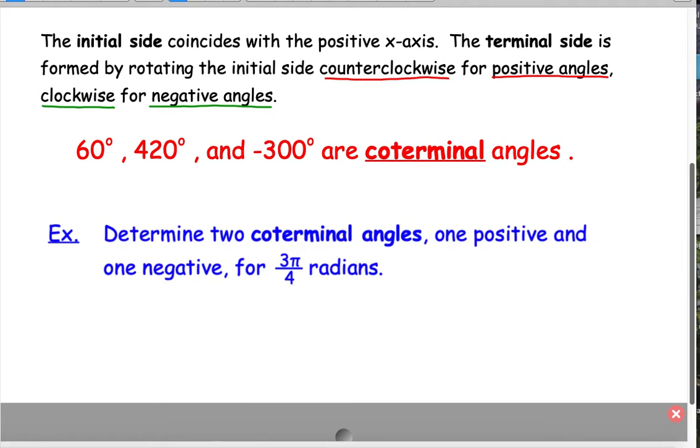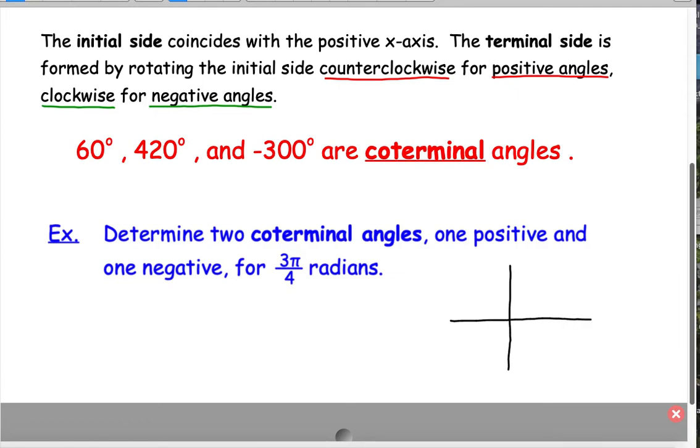which lends itself to the next question. Determine two coterminal angles, one positive and one negative, for 3 pi over 4 radians. Now, the more you work with radians, the more comfortable you will be drawing those angles in the coordinate plane. And so, at first, if you need to convert to degrees, you can do that and then convert back.